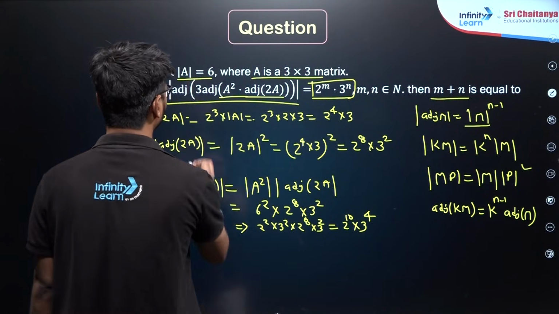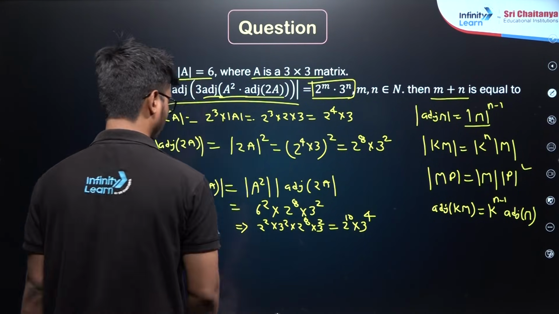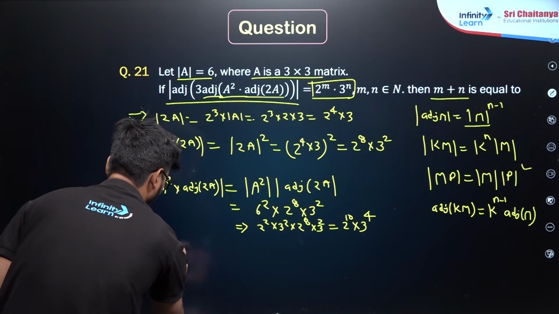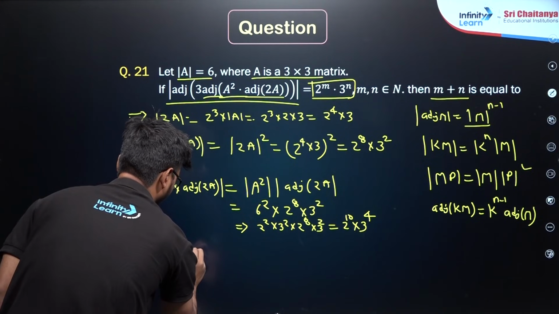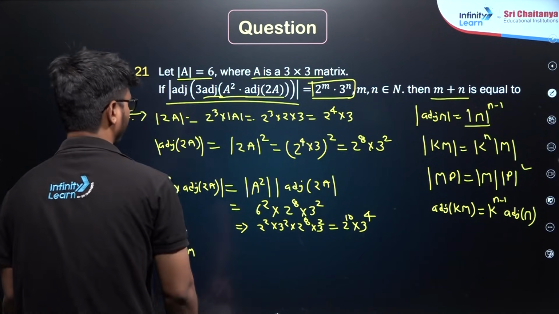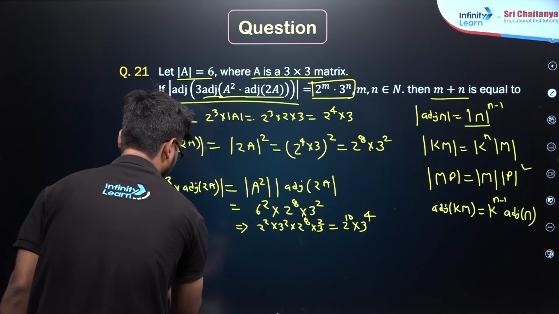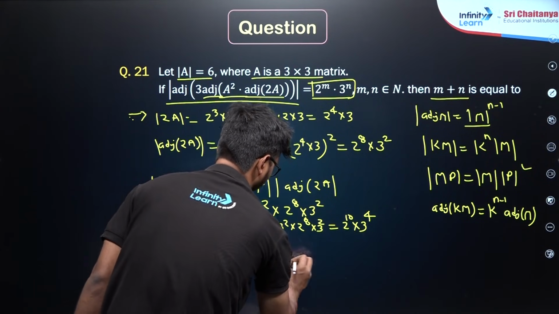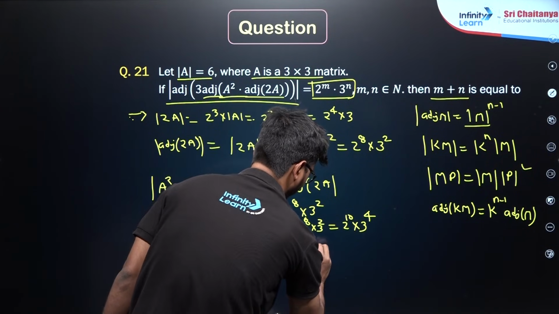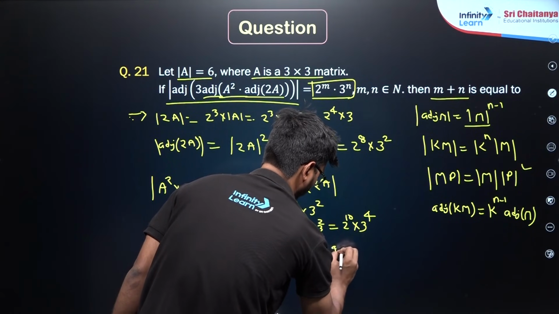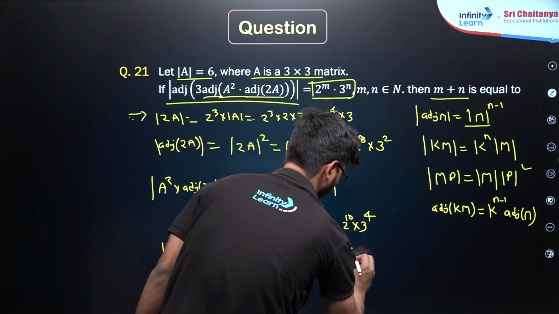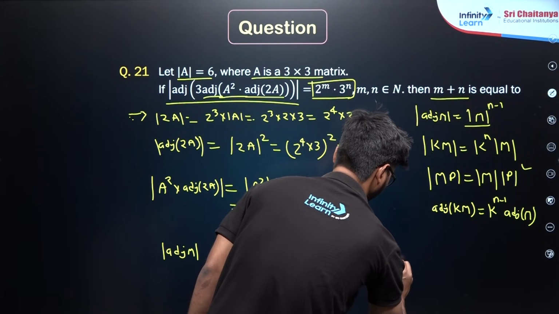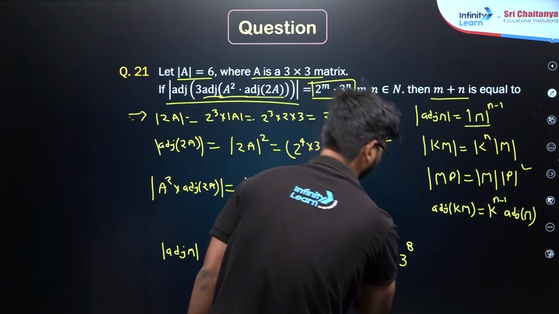Okay, now I am to find the adjoint of this term. Let me take this entire term as m, which means I want to find the adjoint of m from here. So I can write this as the determinant of m the whole square, that is nothing but 2 to the power 10 into 3 to the power 4 the whole square. So we are going to get 2 to the power 20 into 3 to the power 8.